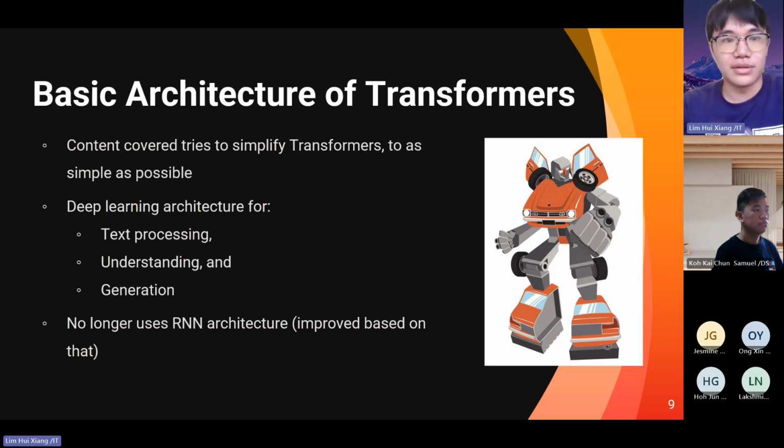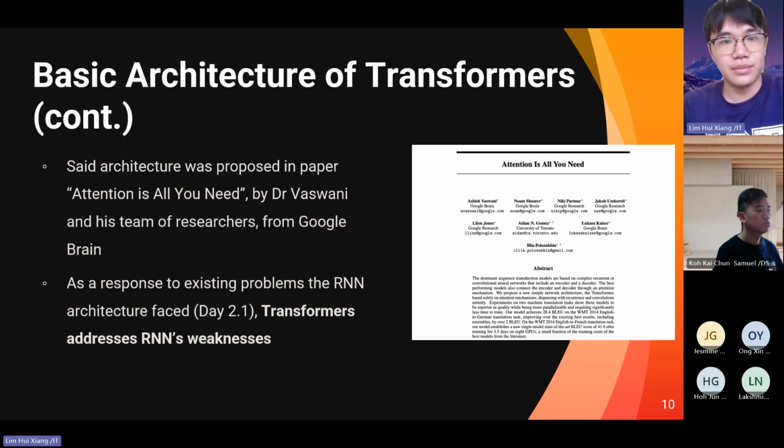Basically, you can think of a Transformer as a deep learning architecture that can be utilized for text processing, understanding, and lastly, generation. It was proposed as an upgraded version of the RNN architecture, which I'll explain more later on. Transformers were first proposed in a research paper called Attention Is All You Need by Dr. Vaswani and his team of researchers. As you may notice from the title, there's quite an emphasis on the word attention.